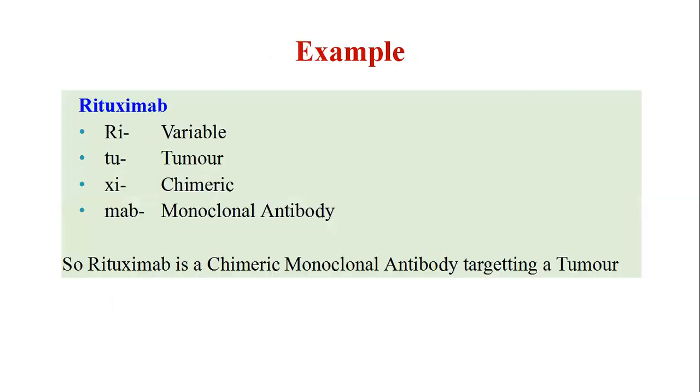You can see rituximab. So ri is the variable part. Tu means acting against tumor. Xi means a chimeric one. mAb means a monoclonal antibody. Here the additional part is absent. So rituximab is a chimeric monoclonal antibody targeting a tumor.